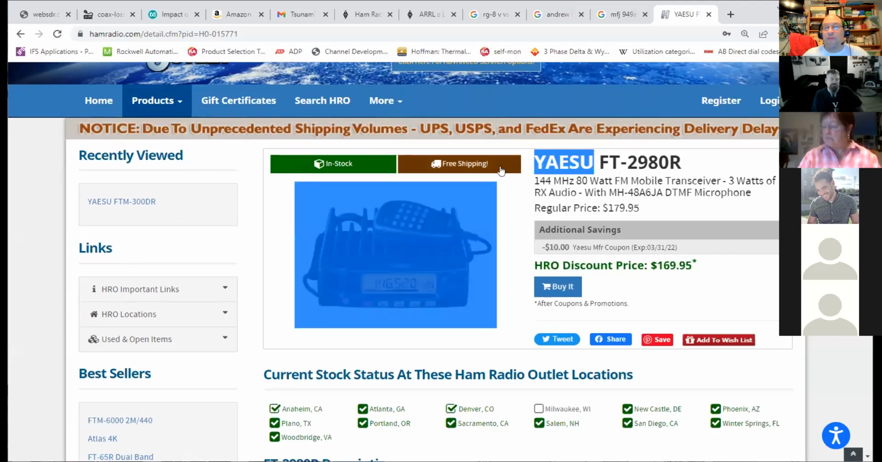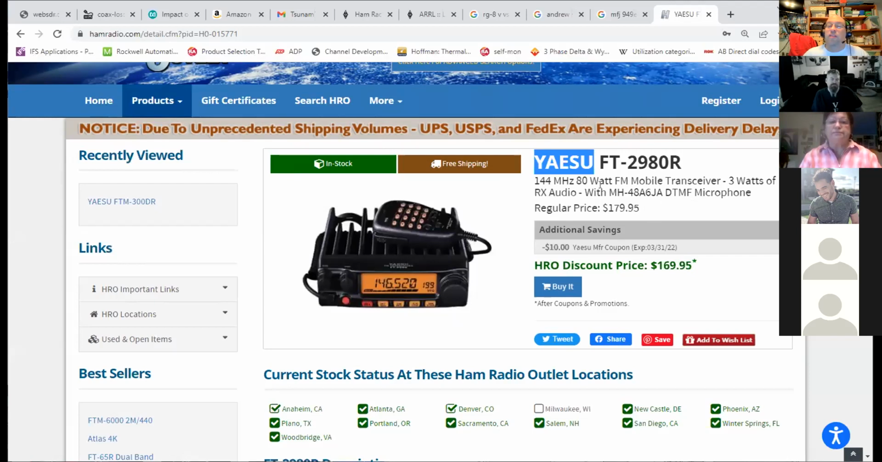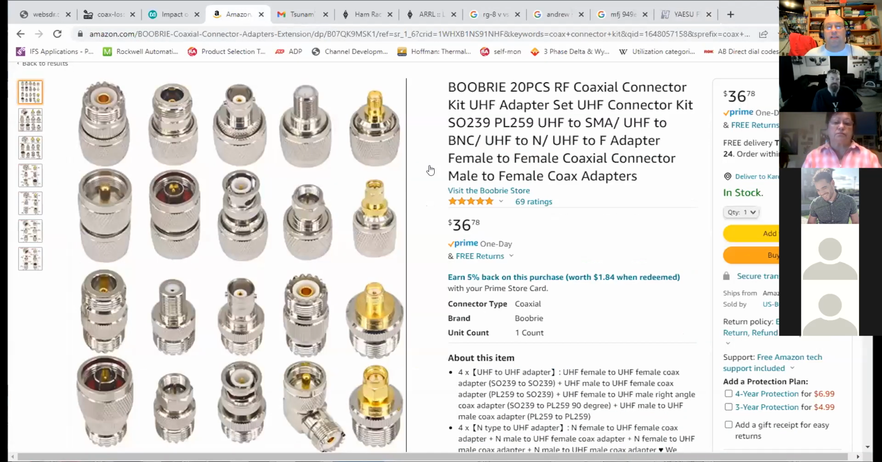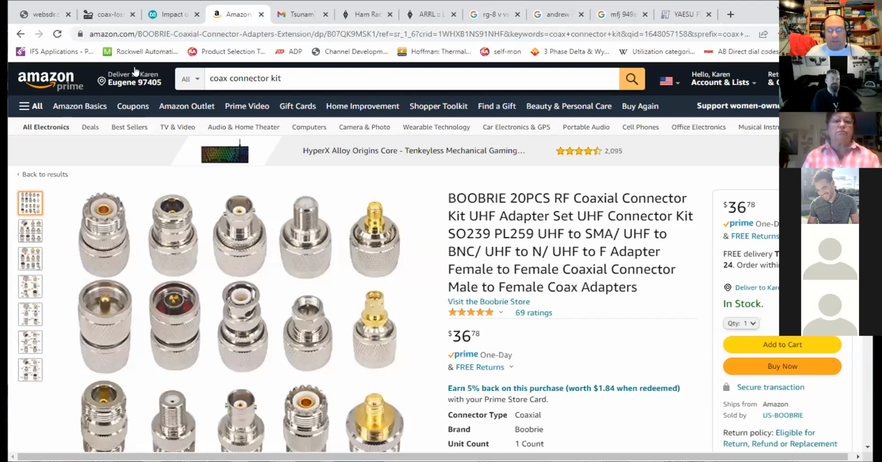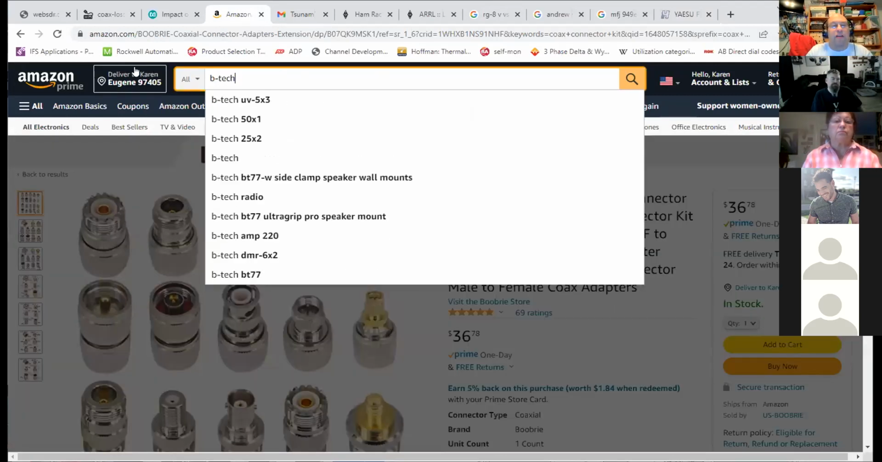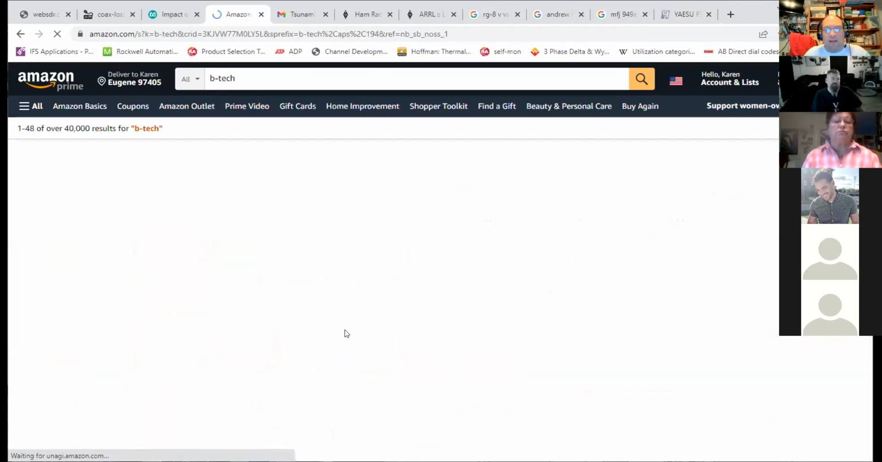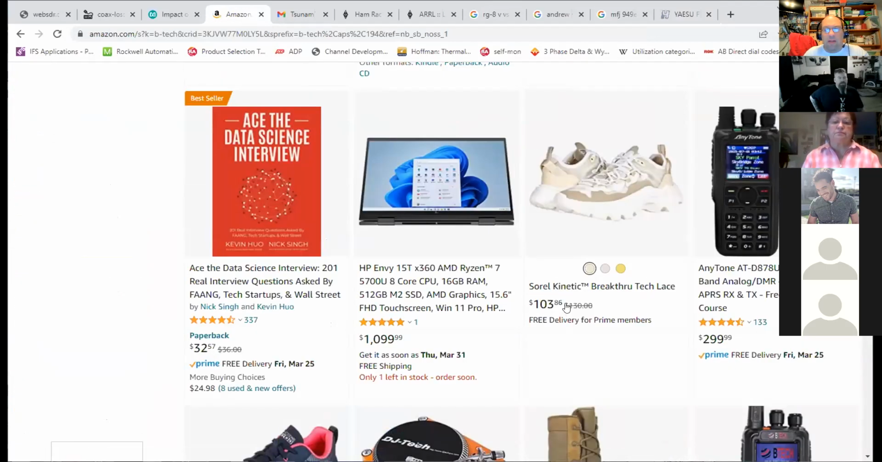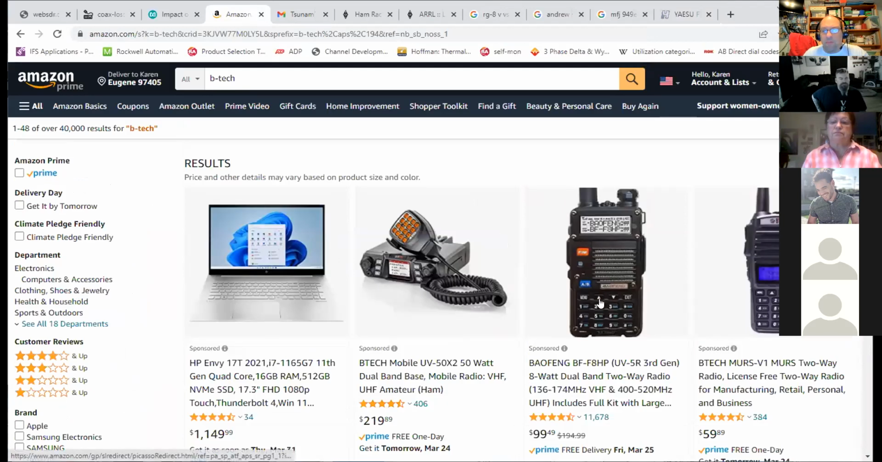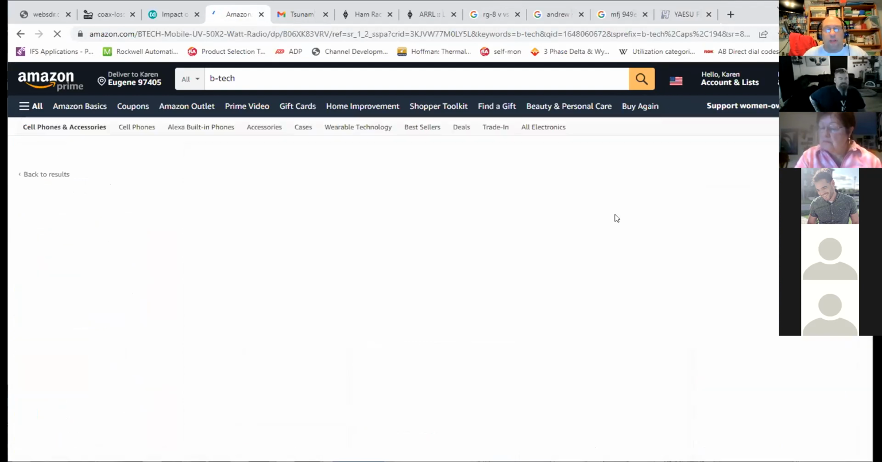And again, Ham Radio Outlet does what, let's say, Amazon doesn't do, right? If you go to Amazon, you can find like B-Tech, right? And they sell mobile radios as well. Like up here, here's a Baofeng, $59. And actually that's way more expensive than it should be.